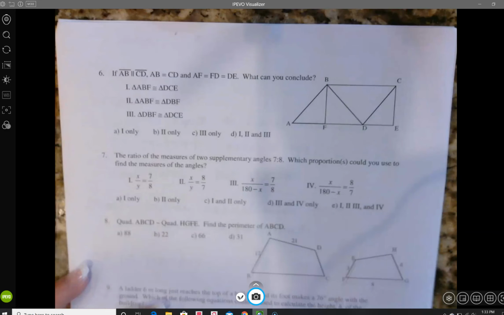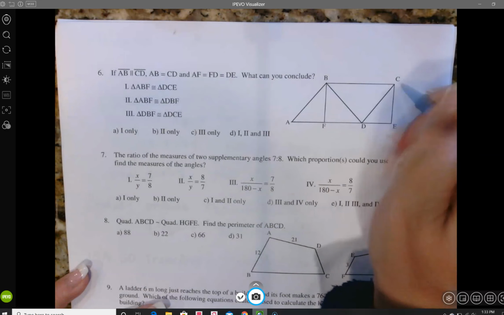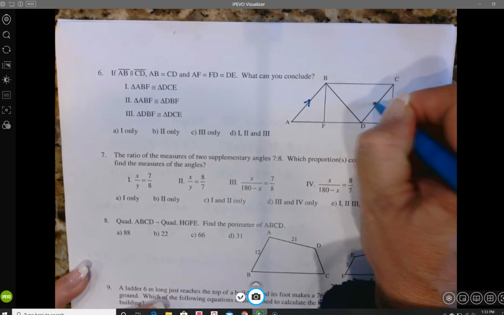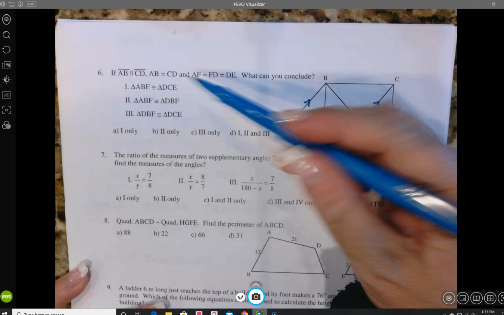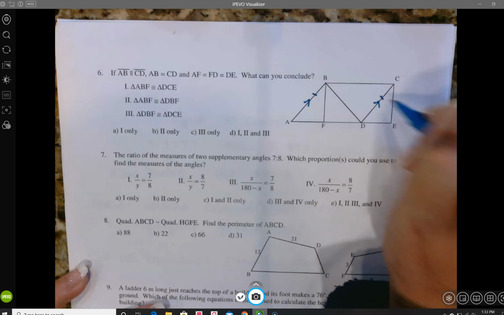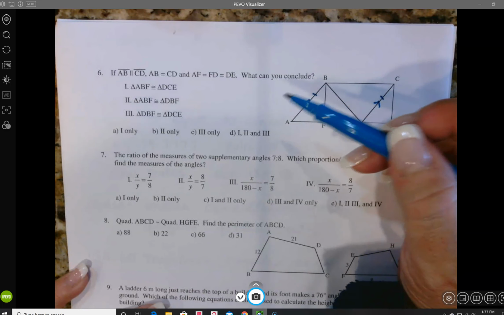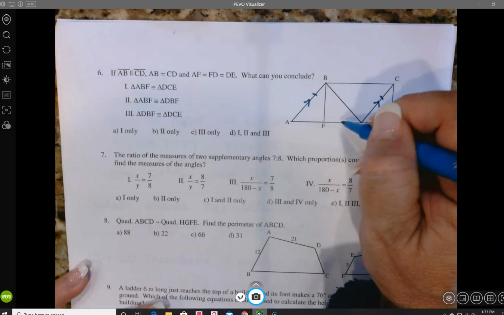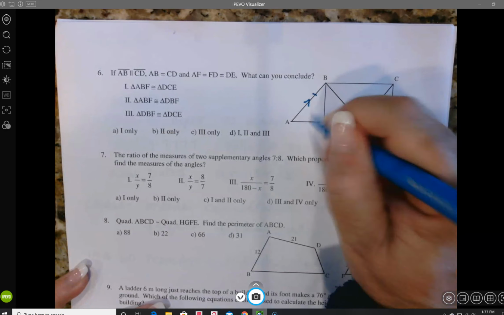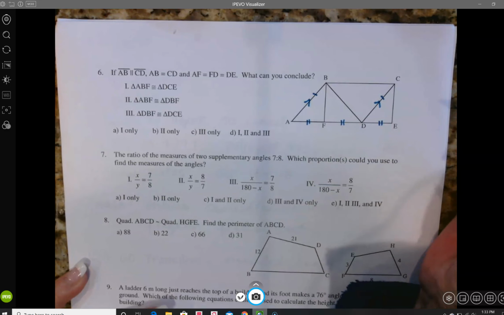So if AB is parallel to CD, I'm going to mark AB and CD as parallel. AB equals CD, so I'm going to give it a congruency marking. And AF equals FD equals DE. So I'm going to go and give those a different marking as congruent.